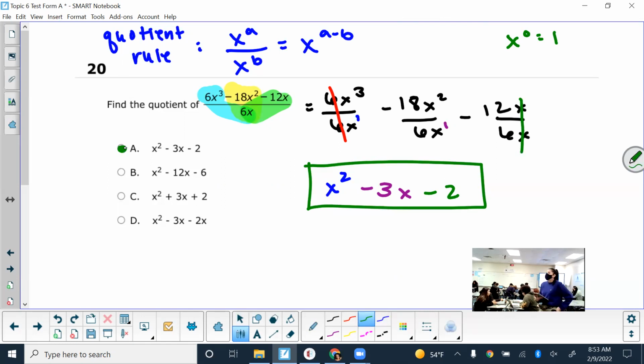So questions on this one? Any others from the test? Yes, Taylor. Number 12.